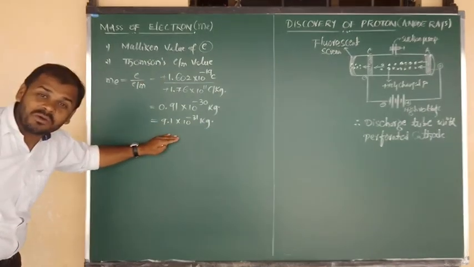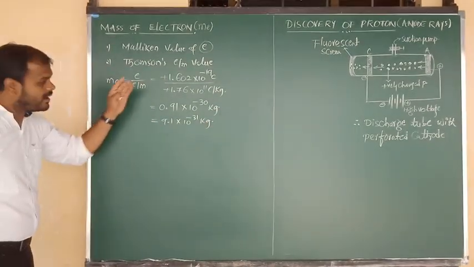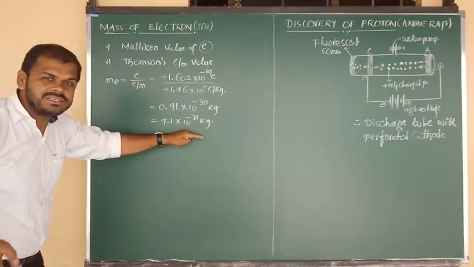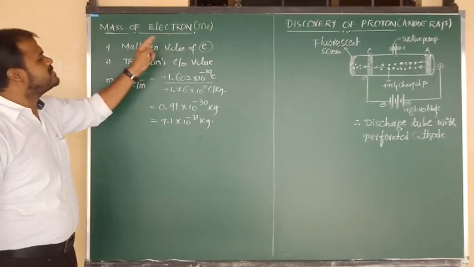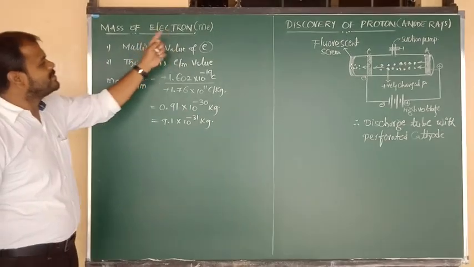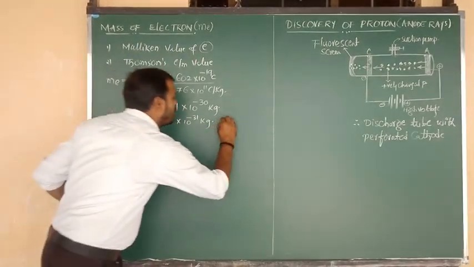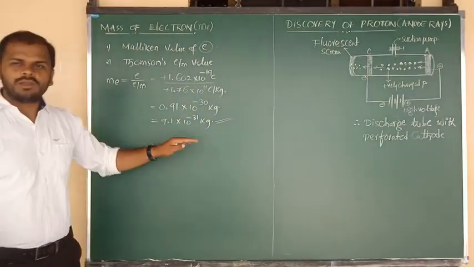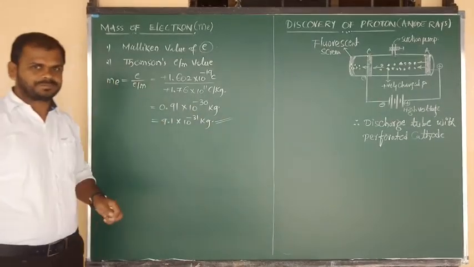So this is your value of the mass of the electron. It can be calculated by using two values: one is Thomson's e by m value, one more is Millikan's e value. I hope you understand the story clearly. The same value I have given in your table also.